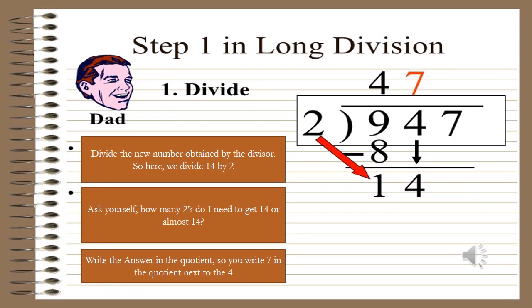Now I have 14. I have to divide the new number obtained by the divisor. So here we divide 14 by 2. Ask yourself, how many 2's do I need to get 14 or almost 14? 2 times 6 is 12. 2 times 7 is 14. So I have to use the 7. So write the answer in the quotient. So you write the 7 in the quotient next to the 4.